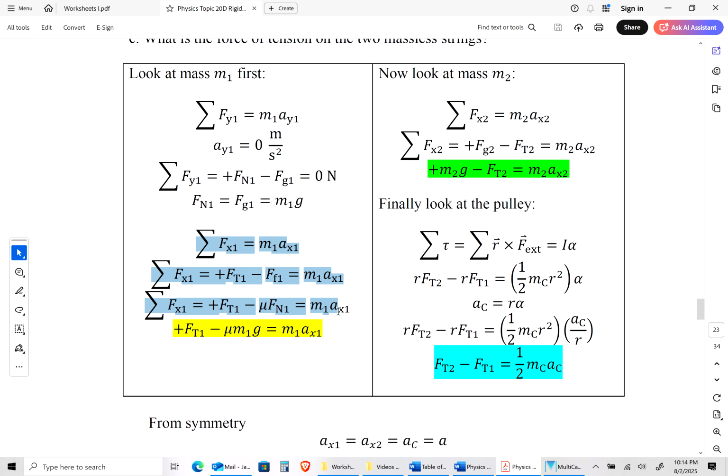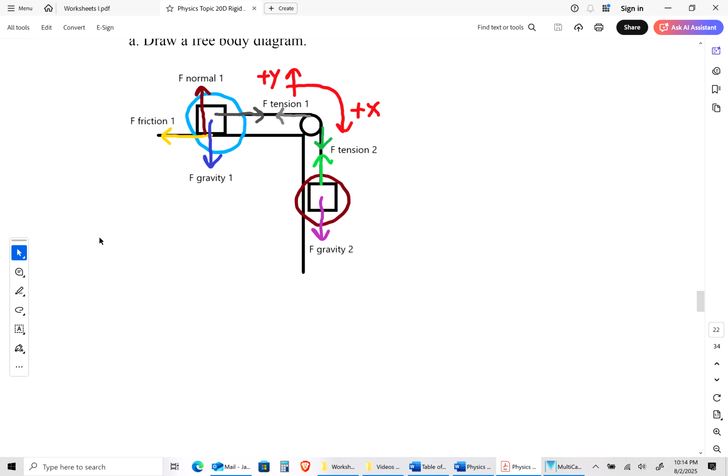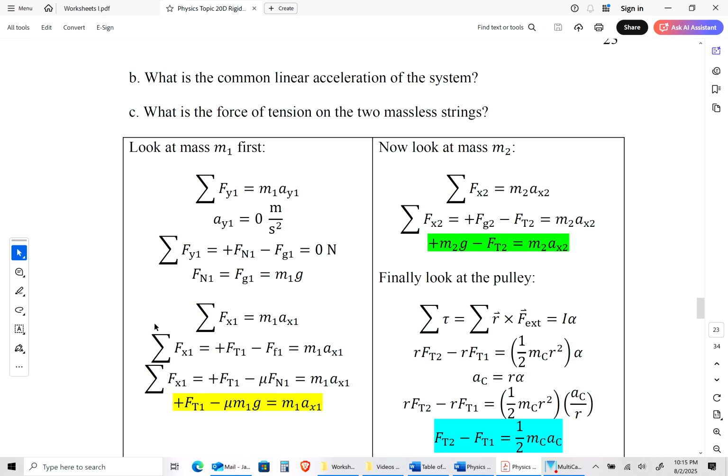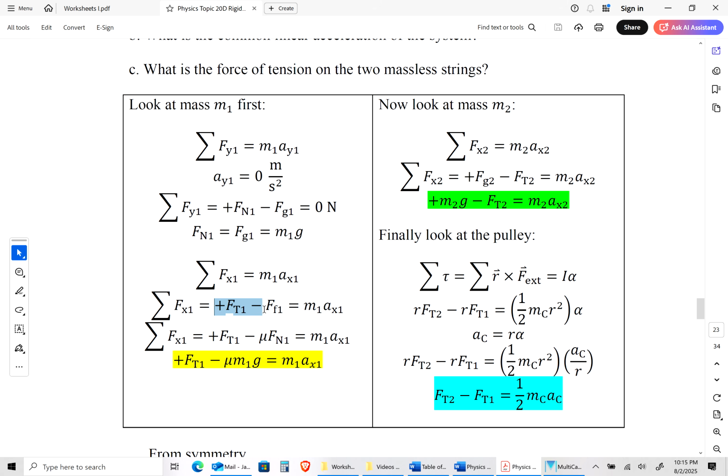Sigma F sub x1 equals m1 a sub x1. What forces are on the horizontal axis, or the positive x-axis, for mass 1? It's plus force of tension minus force of friction. What is force of friction? It's mu Fn. So now we have one equation in yellow.